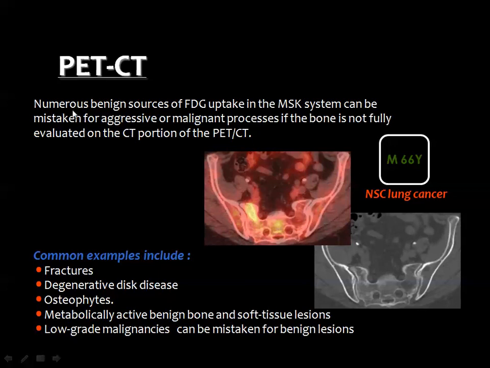Then we should say that numerous benign sources for FDG uptake in the musculoskeletal system can be mistaken for aggressive or malignant processes if the bone is not fully evaluated on the CT portion of the PET CT. And this is one of the advantages of PET CT, that it has PET and CT. So you can go to the CT images and look carefully at the site of uptake. It may not be a metastatic disease. Common examples of increased uptake which is not secondary to malignancy are fractures, degenerative disc disease, osteophytes, and infection as well, and also metabolically active benign bone lesions like osteoid osteoma, for example, and also soft tissue lesions. On the other hand, low-grade malignancies can be mistaken for benign lesions because they are not that metabolically active.